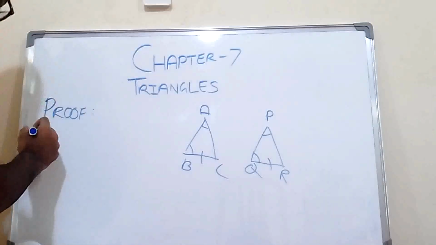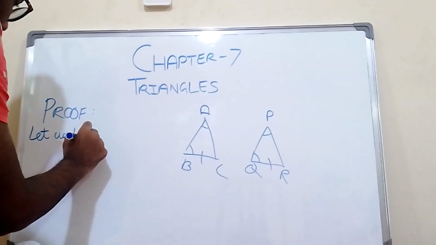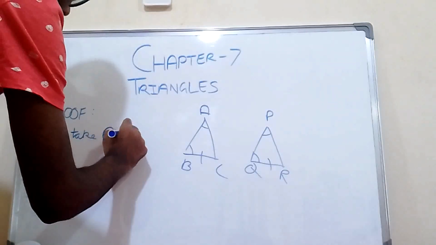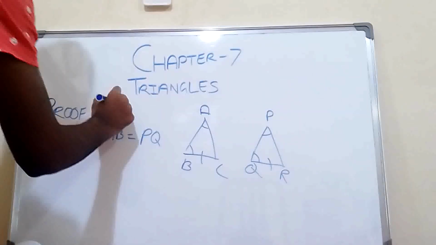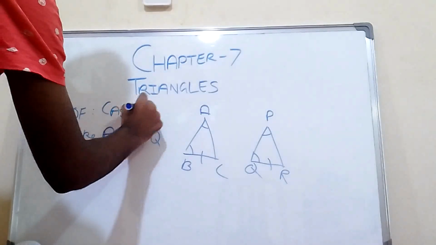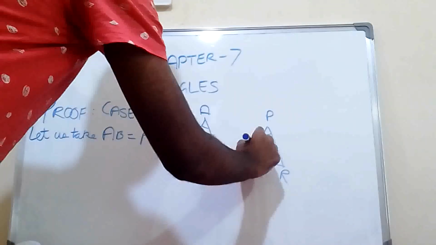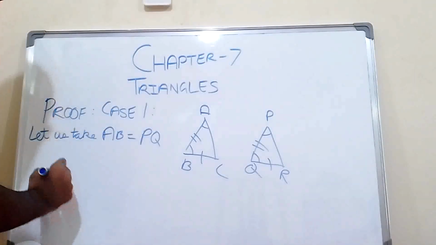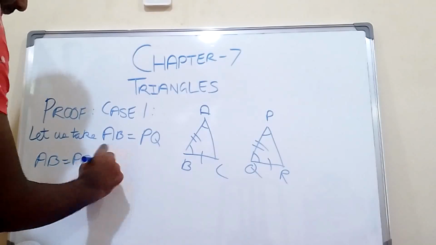Now we assume, let us take that AB is equal to PQ. So this is case 1. In case 1, we assume that AB is equal to PQ. Now it is quite clear to us that the two triangles are equal using SAS. So now we can take that AB is equal to PQ. We assume.